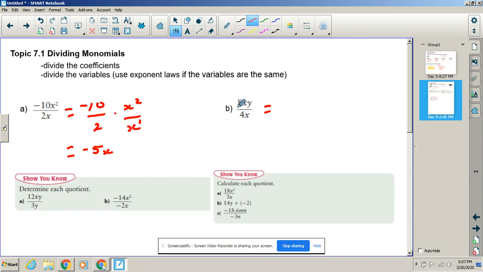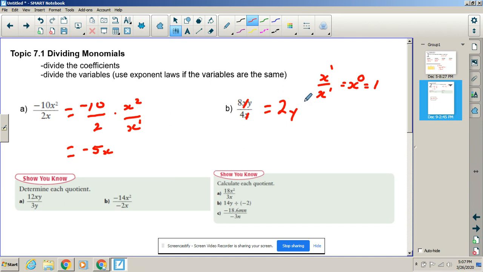B, same process. Divide the coefficients. 8 divided by 4 is 2. Now I have x divided by x. That is, again, x to the first divided by x to the first. I keep my base, I subtract my exponents, which is x to the 0, which is equal to 1. So basically these x's are just canceling each other out. And I'm left with a y, so the answer to this one is 2y.